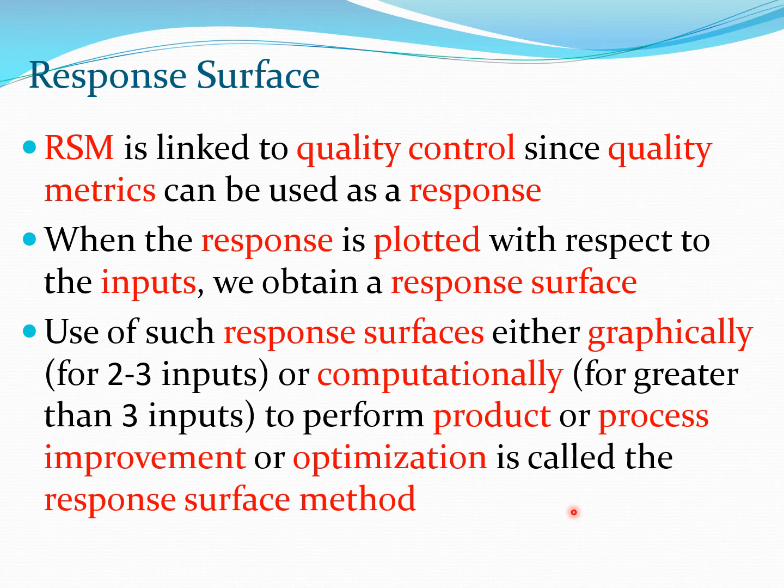Now, whenever we plot the response in terms of the input, we actually see a pictorial view of a response surface, which can be plotted graphically if you have 2 inputs or 3 inputs at maximum. And of course, these response surfaces are there computationally if you express them in mathematical format. Now, essentially, these response surface methods concern themselves with product or process improvement. They were often widely used in the chemical fields, and now they are also used widely in optimization, and so they are known as response surface methods.